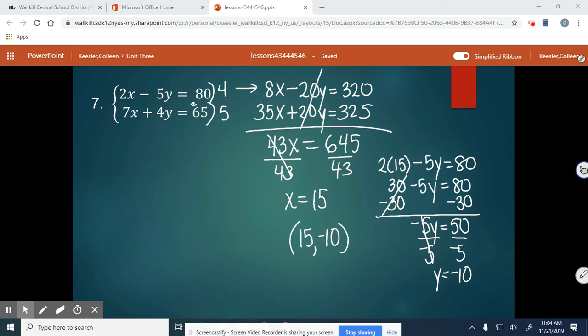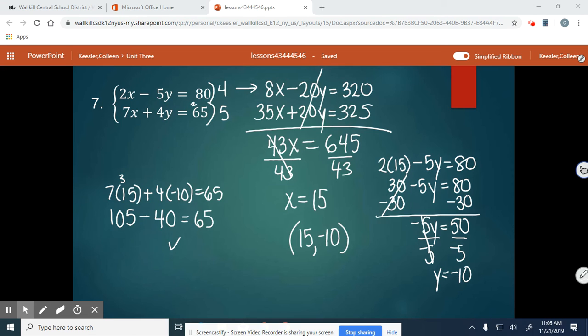And again, I can plug that in the second equation to make sure it's correct as well. If we do 7 times 15 plus 4 times negative 10, we should get 65. So 7 times 5 is 35, carry the 3. 7 plus 3 is 10, so it's 105. Minus 4 times 10 is 40, should equal 65. And I know 100 minus 40 is 60, so 105 minus 40 is definitely 65. So we did it correctly.